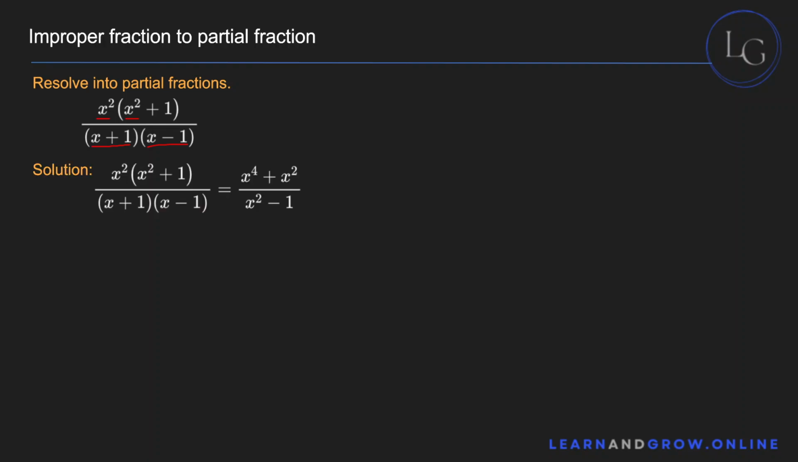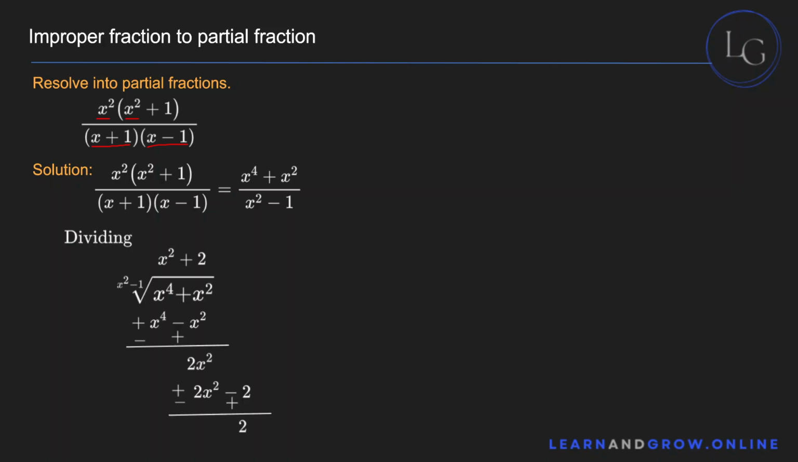And how will you turn it into its partial fractions? Well, you'll perform division. So you'll first multiply this x square with this term, and you'll multiply the two linear terms in the denominators to get x to the power 4 plus x square in the numerator and x square minus 1 in the denominator. Now, you need to divide x to the power 4 plus x square by x square minus 1. So how will you do that?